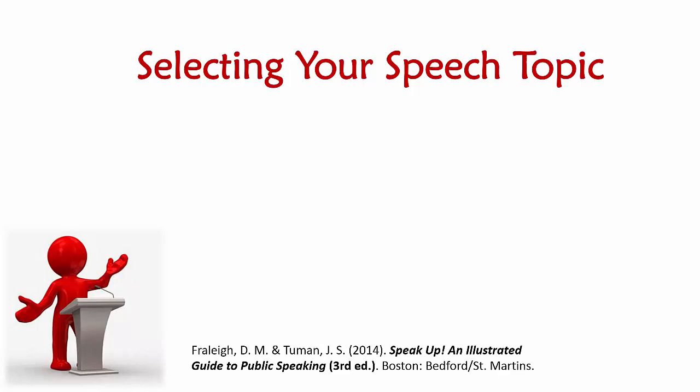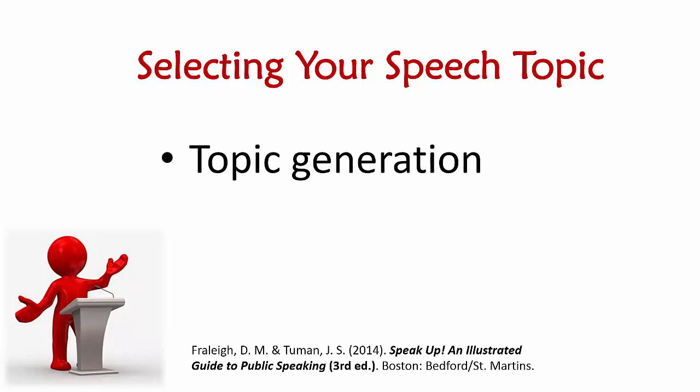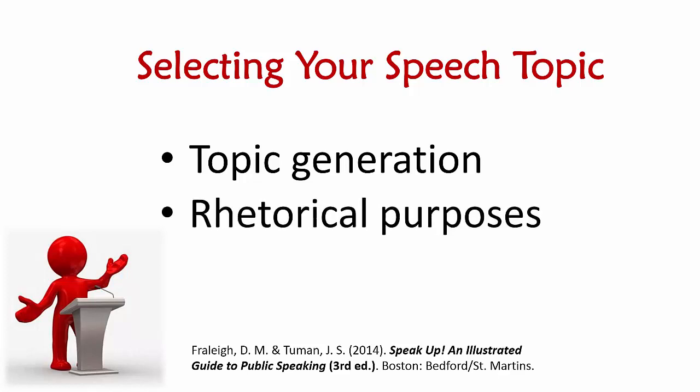And so, in order to get a better understanding of this crucial part of the process, we're going to go to Chapter 6 of Frawley and Tuman's Speak Up, an Illustrated Guide to Public Speaking, to look at some important ideas. First, we'll discuss topic generation, how you determine the host of ideas that are possible, and then hone something down to a topic that you can use for your speech. Related to this, we'll talk about rhetorical purposes. In other words, we have to consider the relationship between the topic you want to speak on and the purposes for your speech. In other words, why are you delivering a speech in the first place?